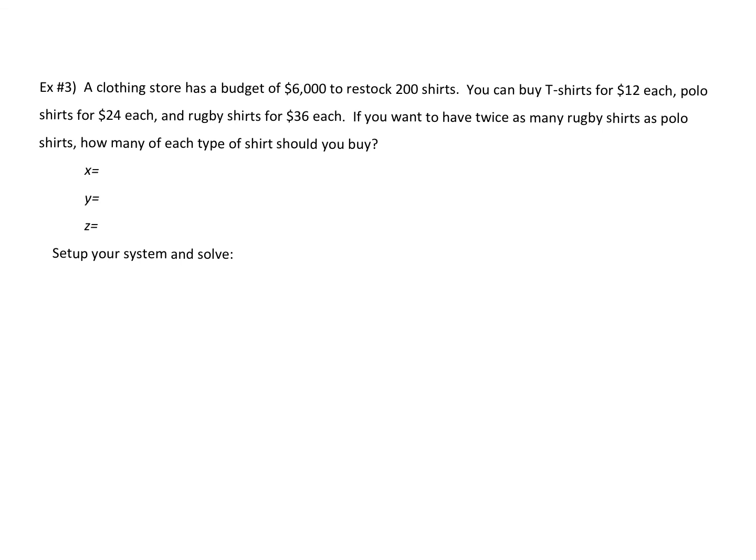So first you have to define your variables, okay? I'm going to do X, Y, and Z. If you're working on a word problem and you want to do A, B, and C, or you want to do R for rugby and T for t-shirt and P for polo, that's okay. I'm going to use X, Y, and Z just for the sake of keeping it familiar. So I'm going to call t-shirts my X. I'm going to call my Y polo shirts. And I'm going to call my Z rugby shirts.